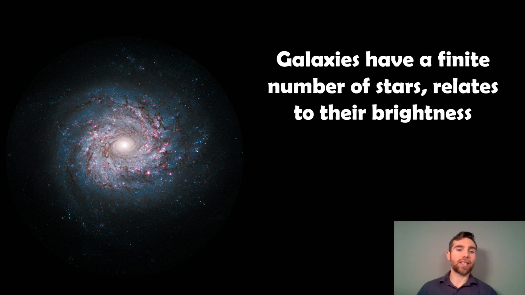So galaxies are very large structures. They are made of billions and billions of stars, gas, and dust as well, but mostly the stars we're interested in for this method, because they're the ones really emitting the light. They have a finite number of stars, and that relates to how bright a galaxy is, or the surface brightness of a galaxy. More stars, more luminous stars, you're going to get a higher surface brightness for a galaxy.